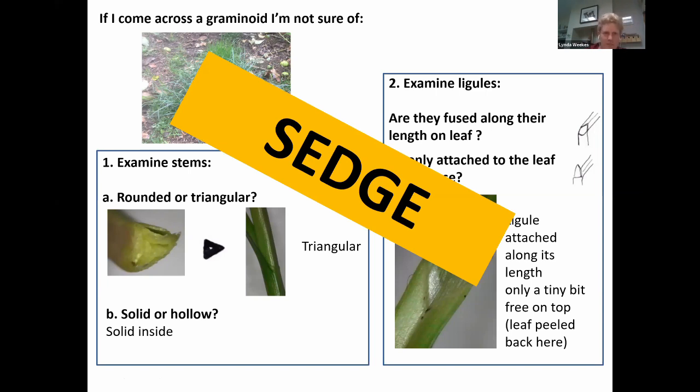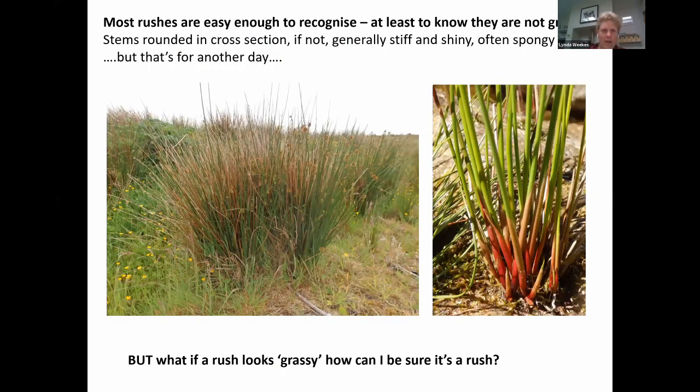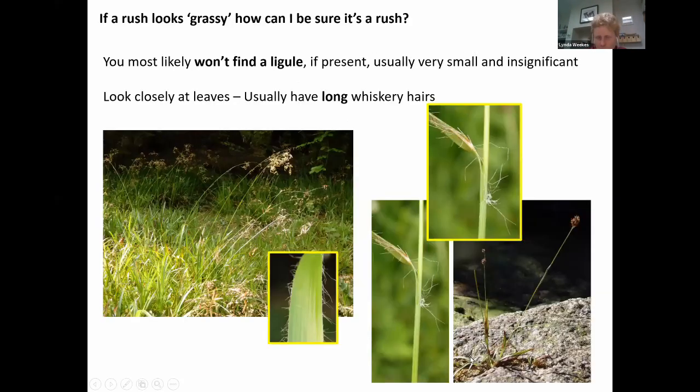In terms of rushes, they're easy enough to recognize, really. They look rush-like. Here's a typical rush, the stems are rounded, they're generally stiff, they're shiny, they're spongy inside, but that's for another day, okay? But if it looks grassy, we have some rushes that do look grassy. So if it's a grassy rush, here we have the wood rush. This is the one that you find typically in woodlands, very broad leaves. And here's another wood rush, actually it's the meadow wood rush that you're going to find more in grassy areas. Very grassy leaves.